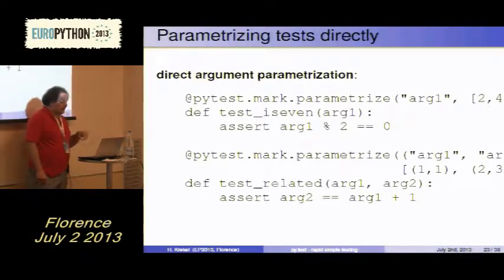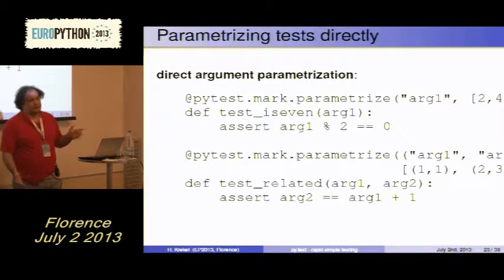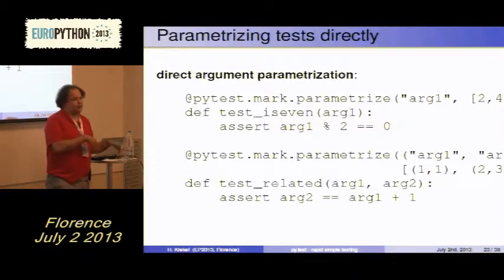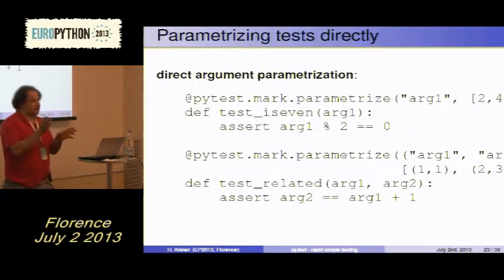And you can, of course, combine this with other fixtures. So if you have your parameterized DB fixture, for example, then you can also list this, like DB, arg1, and your whole tests will basically run the whole combinations of these possibilities.